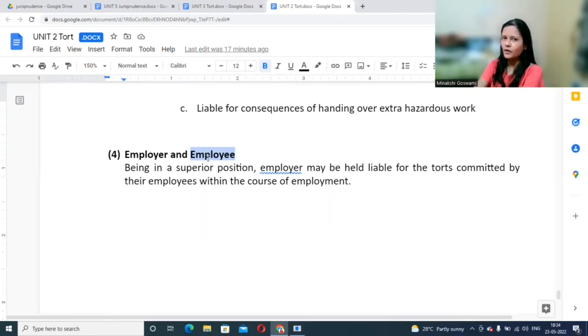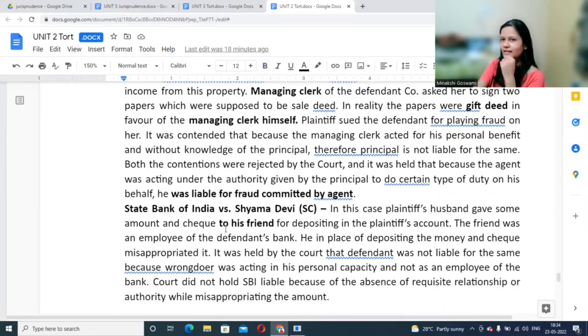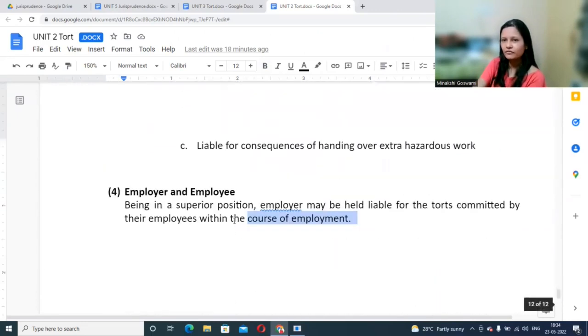So when we talk about employer and employee, again, the employer being in a superior position can be held liable for the torts committed by the employee, but it has to be within the course of employment. It has to be something which is authorized. Like that example of the agency which we have seen. It was authorized, but the SBI thing was not authorized. It was not within the course of employment. He was acting as a friend of his neighbor. So if it is within the course of employment, we can make the employer liable. Okay, is it clear?